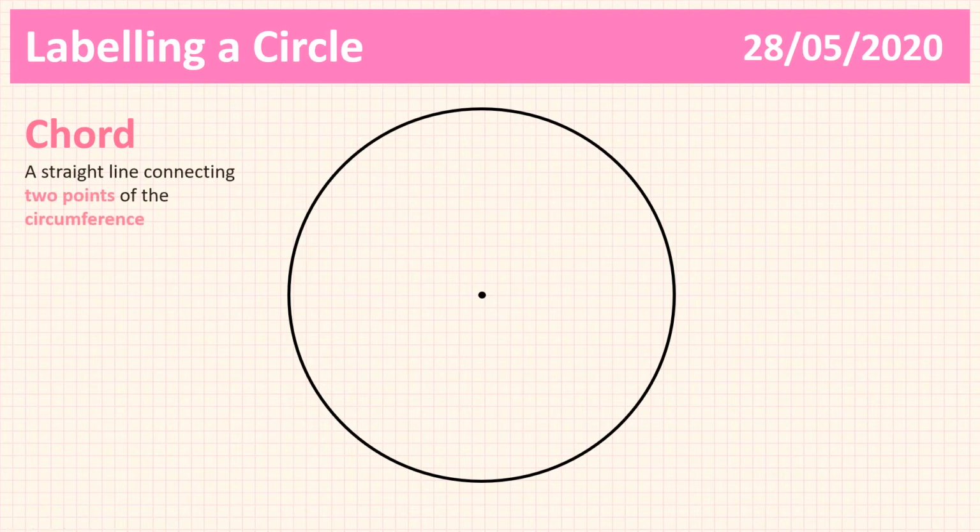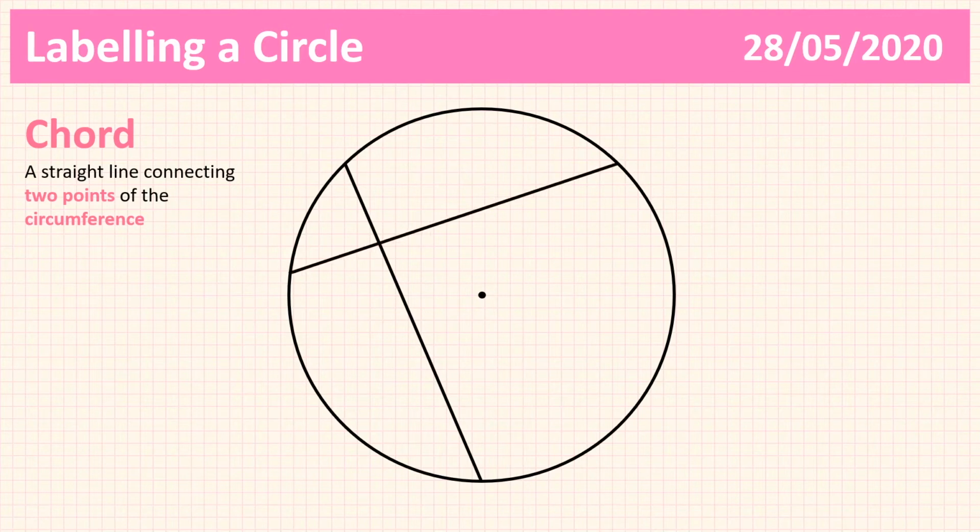Moving on, a chord. A chord is a straight line that connects 2 points on the circumference. So it doesn't necessarily have to go through the center. So here's a chord. I've just connected 2 points on the circumference. Here's another chord. Here's our last chord. If you connect 2 points on the circumference of a circle with a straight line, that is known as a chord.